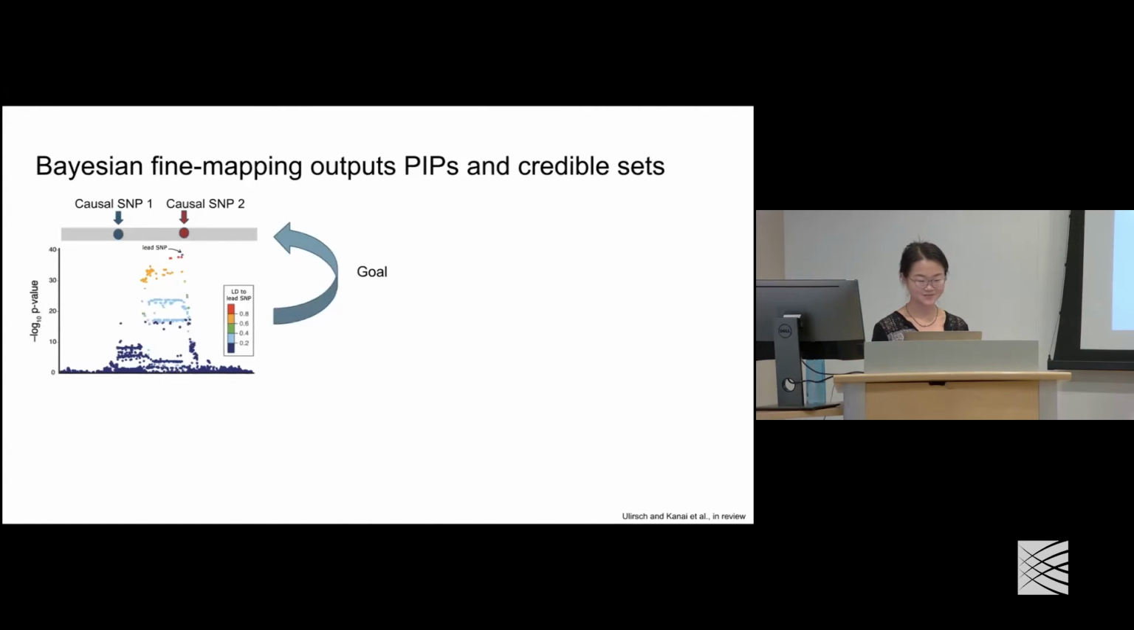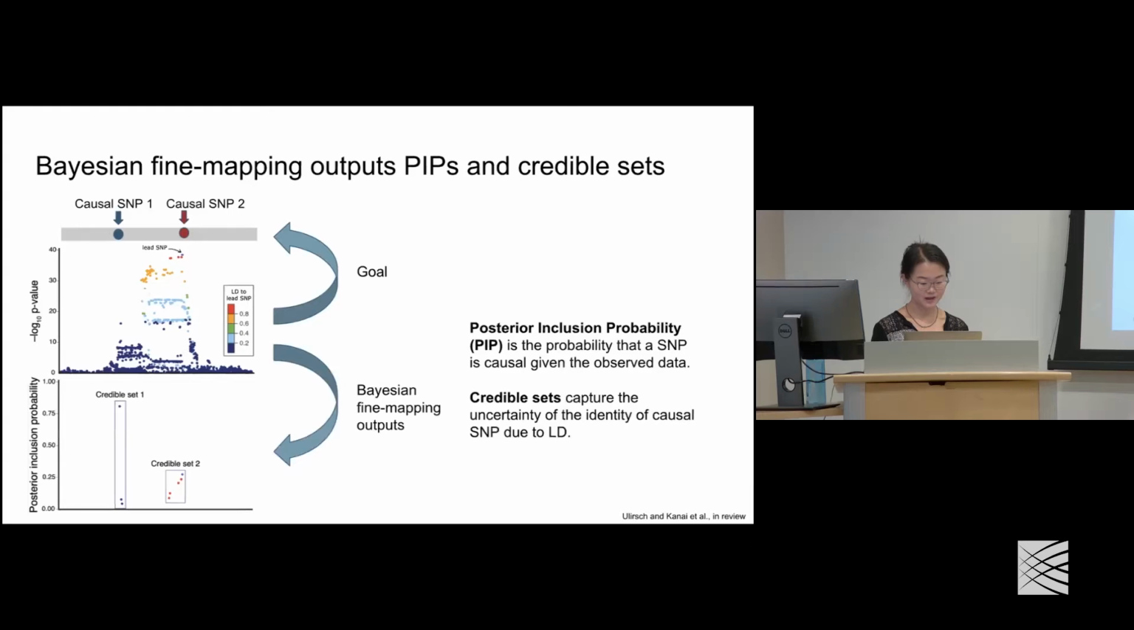With that in mind, now let's talk about the Bayesian fine mapping outputs. With the goal of recovering this causal structure, Bayesian fine mapping methods have 2 important outputs. One is the PIP, which is depicted on this y-axis here. The higher it is, the more causal we think it is. And the definition of PIP is the probability that a SNP is causal given the observed data.